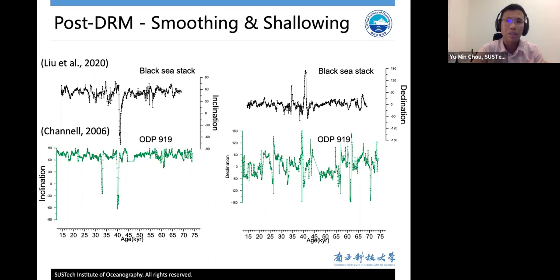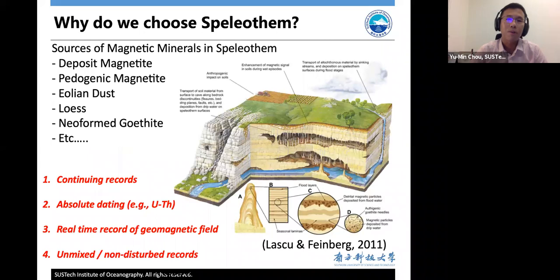So it's difficult for us to get this high time scale, from 10 to 1000 years interval. So why do we choose speleothem? Because speleothem is a carbonate deposit in a cave, in a limestone cave.